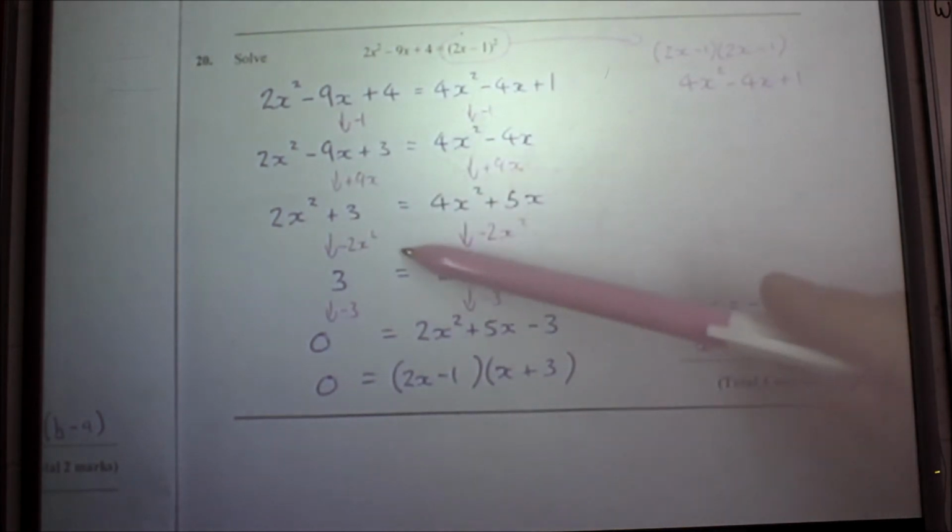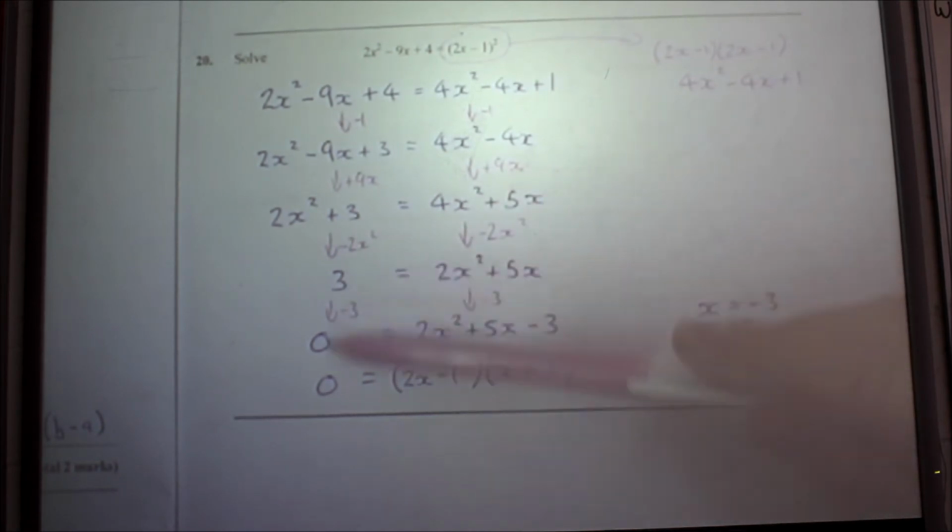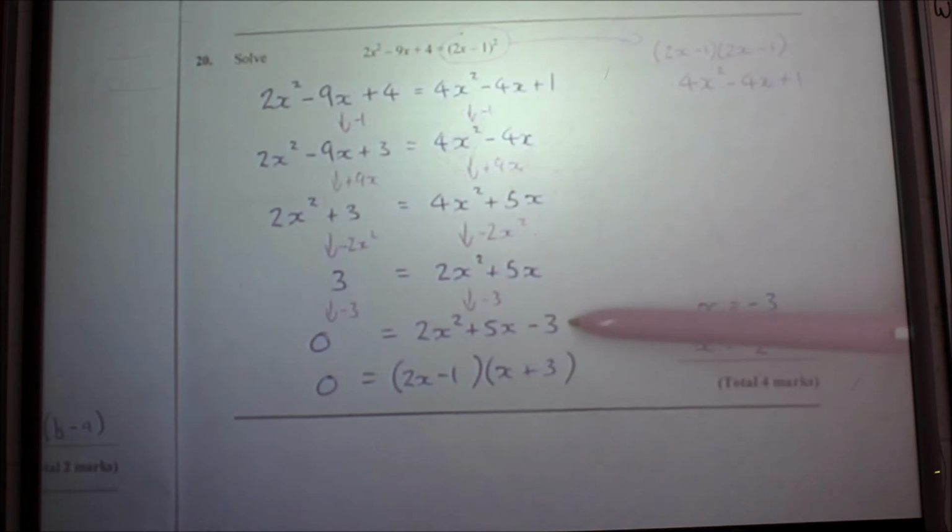Then I take 2x squared off both sides. There we go. Then I take 3 off both sides. So that's how I get to that. So 0 equals that. Factorise that one. It gives you that. And because it equals 0, x has got to be minus 3 or a positive half, because that means one of these has got to be 0 for that to be 0.